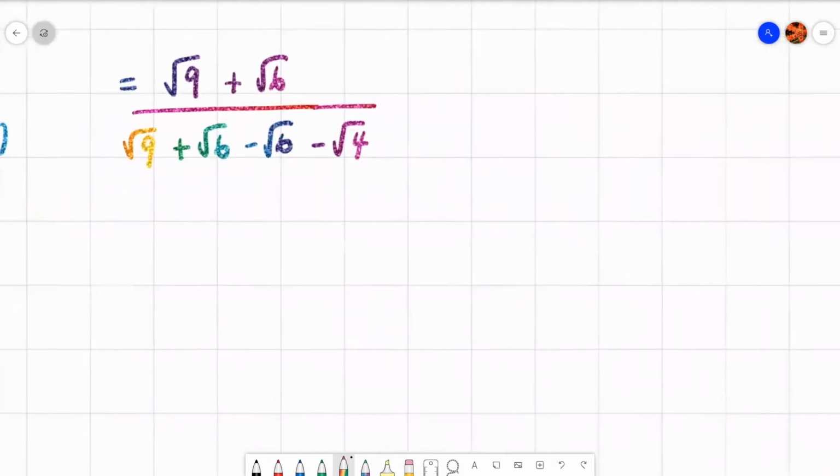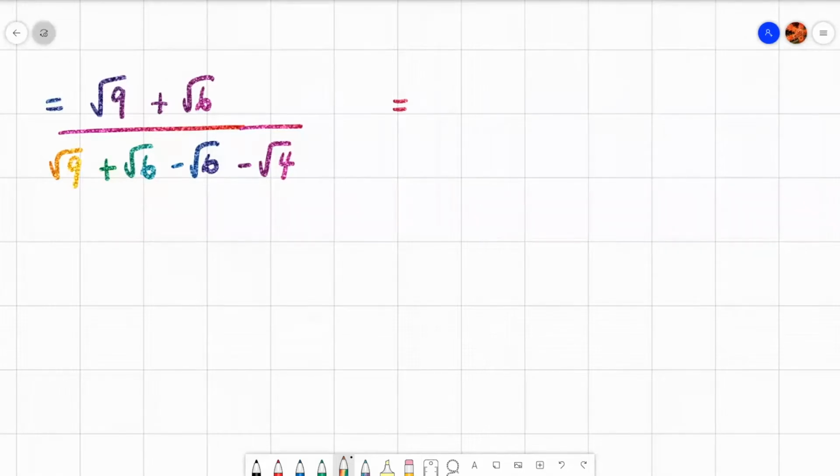Okay, let's sort this out. Well, I know I can simplify square root of 9 straight away, which is 3. I know I can simplify square root of 6 as well. Actually, can I? I can't, can I? For a minute I thought I could, but I can't because there's no square number that goes into 6. So that's going to stay the same.